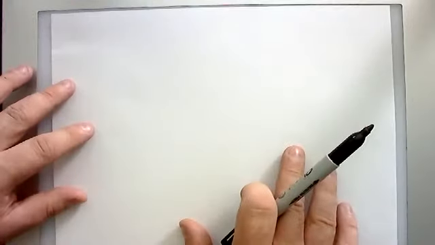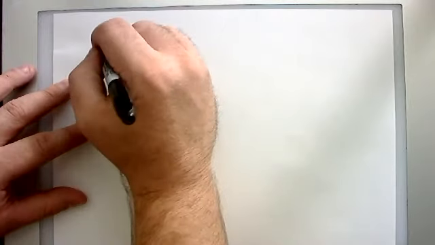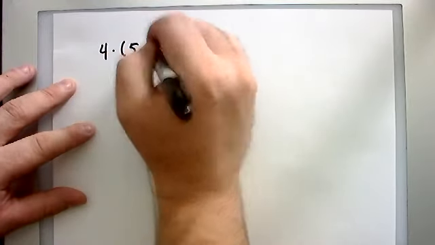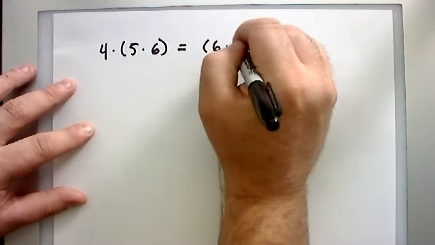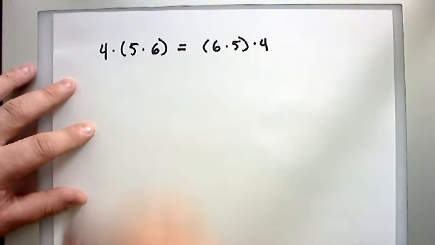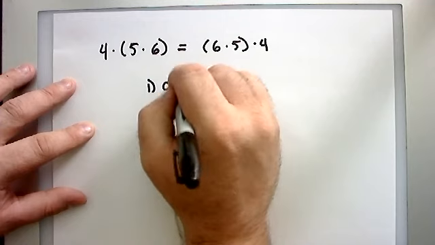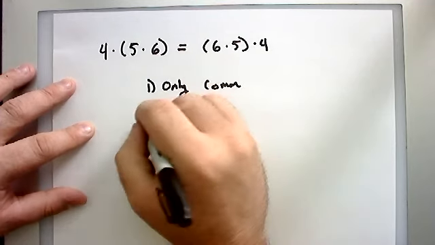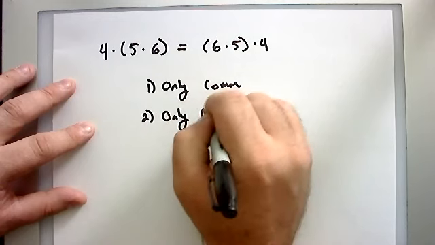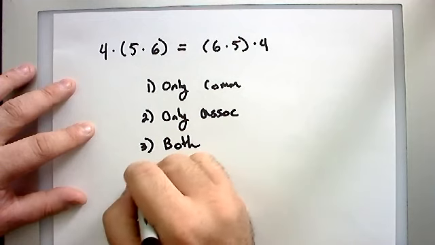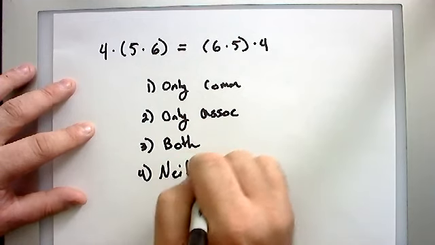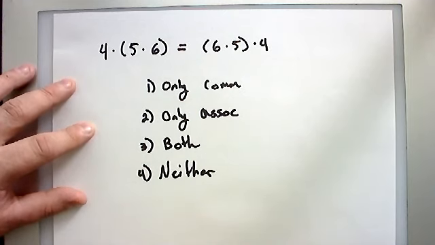Let's look at an example. What might you be asked on the test or the homework? Well, I might give you something like this. I might say 4 times 5 times 6 equals 6 times 5 times 4. So just like last time, the same 4 options. 1, is this showing you only commutative? 2, is this showing you only associative? 3, is this showing you both of the properties at once? Or 4, is just showing you neither one and it's just a bunch of random junk. Same questions I asked you on the multiplication or the addition and subtraction homework.